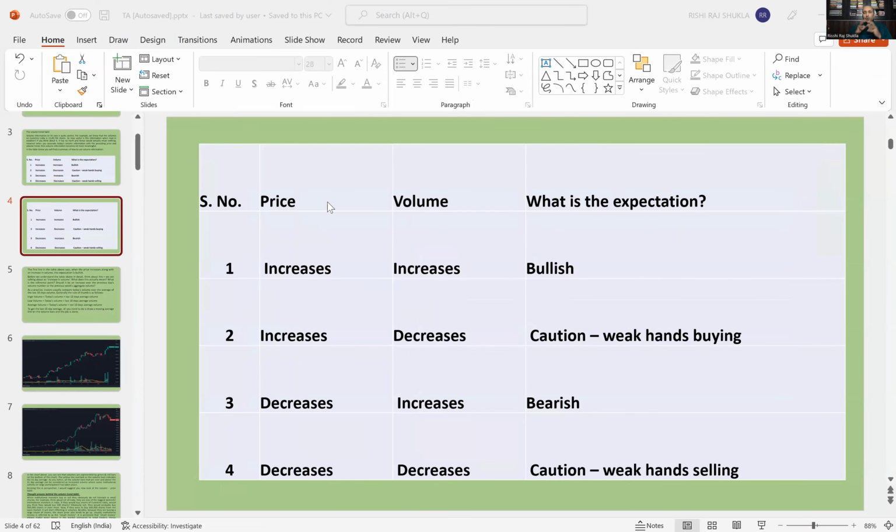So there are four more important things that I have tried to capture here. First is price increases, volume increases. Then what is the expectation? Expectation is bullish momentum.